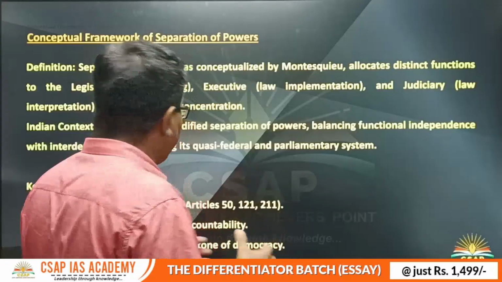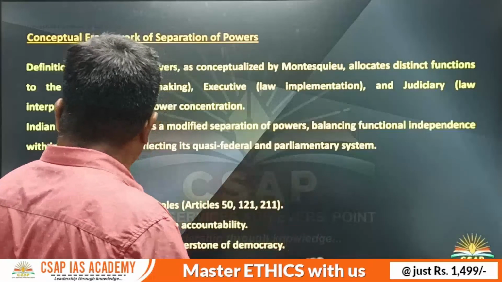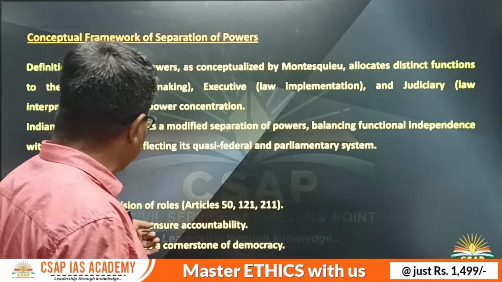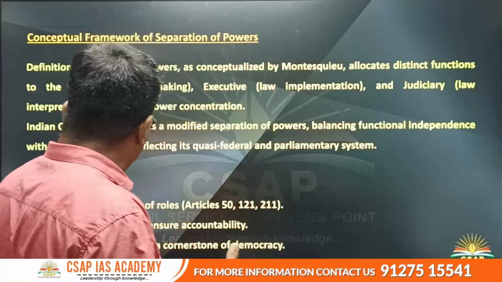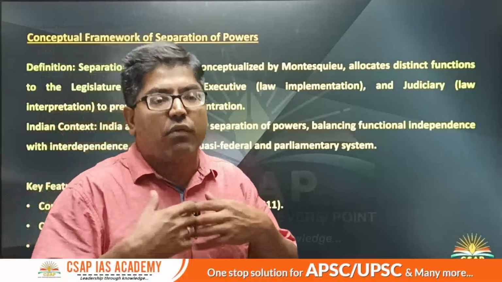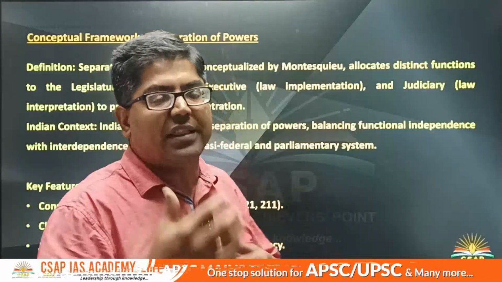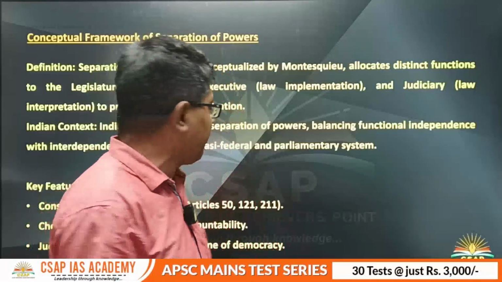Checks and balances to ensure accountability. So we have the checks and balances, and these checks and balances basically ensure that there is accountability. And judicial independence, which I have already pointed out, is a cornerstone of democracy. Now a flourishing democracy must therefore protect and ensure the independence of the judiciary.